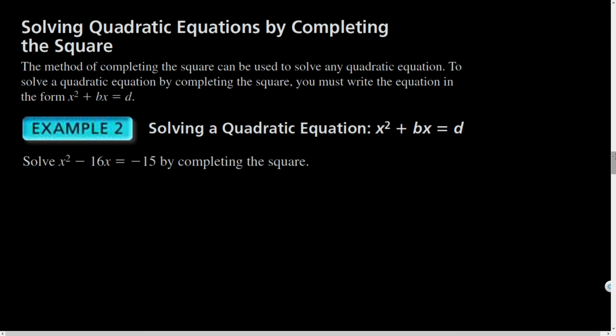Okay, so how do I use this to solve equations? Well, you're just going to add that new c term to both sides. So here we go. Here's an equation.